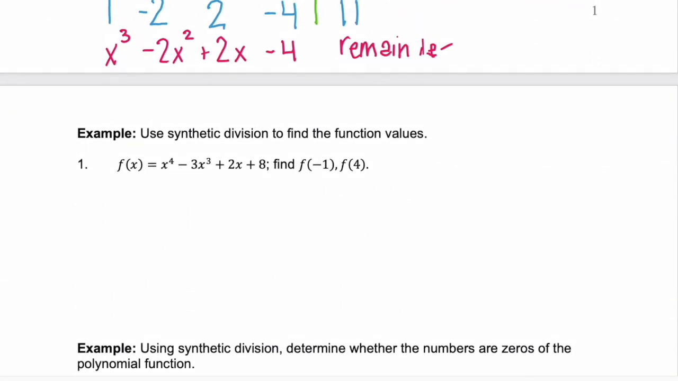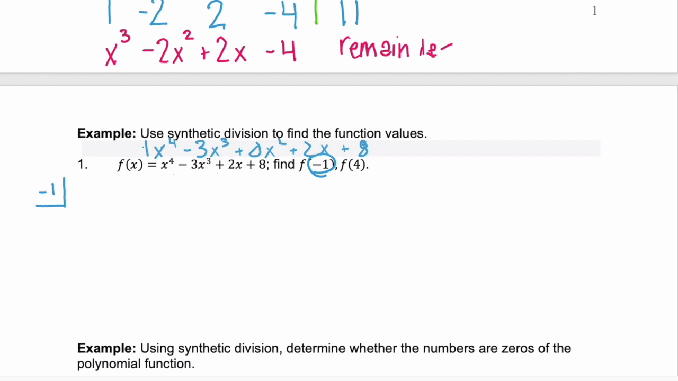In this example, we're asked to use synthetic division in order to find the function values. So remember from the remainder theorem that f of x gives us an answer of x minus c. So we can divide by this x value. So we're going to do -1 for the synthetic division. And then remember, we need to have a placeholder for every single possible term. Notice that we're missing that x squared. So I would rewrite this. It's 1x to the 4th minus 3x cubed plus 0x squared plus 2x plus 8.